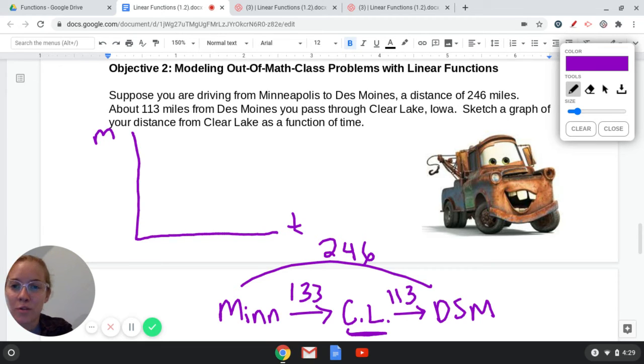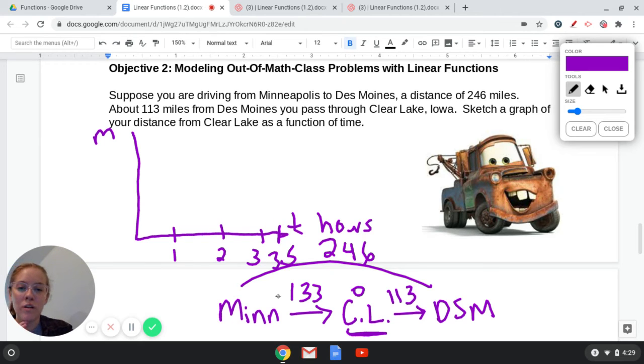And I'm going to tell you that it takes about 3.5 hours to get all the way from Minneapolis to Des Moines. So let's call this 3.5 all the way at the end. 1, 2, 3, 3.5 kind of. 1, 2, 3. So this is time in hours. Alrighty. And now keep in mind that our distance of 0 will be Clear Lake. So this is home base. This is our distance of 0.